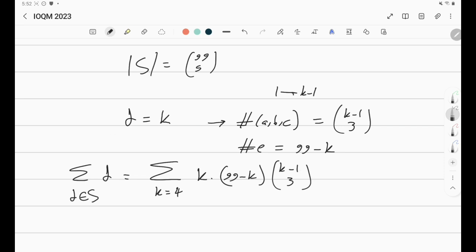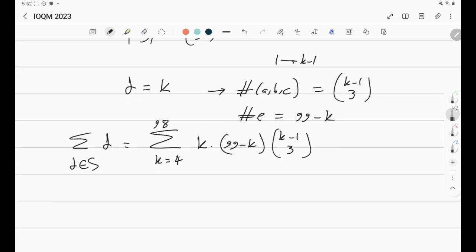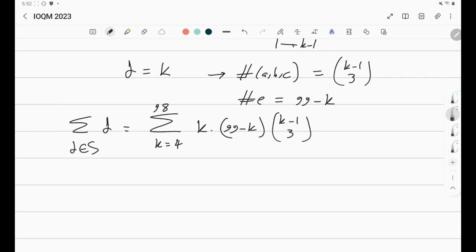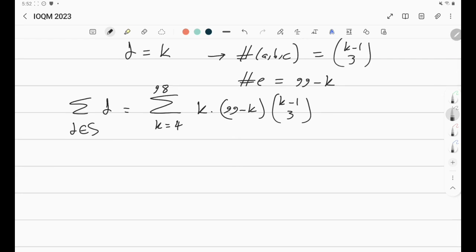D cannot be 3, so it's going to start from 4, and we're going to end with 98. So we just need to find the sum and then divide it by the cardinality of S. So how are we exactly going to find that? As you can see, this is a combination sum, so we're going to use some tricks here for the combinations. You really should have some knowledge and experience with combinations.